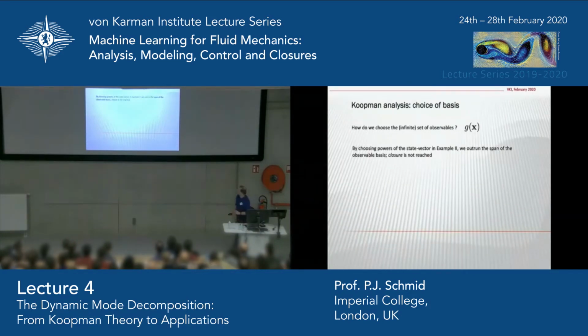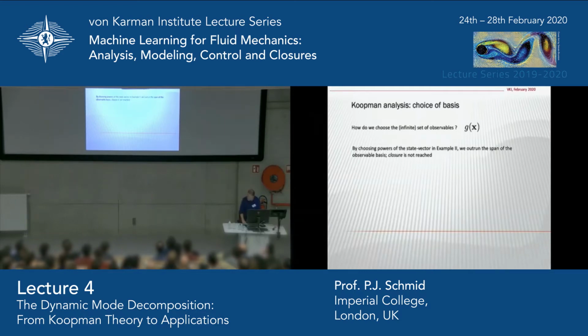Okay. So, choosing the powers of the state vector in example 2, what we do is we outrun the span of the observable basis and closure is not reached. Okay? So we outrun the basis. That means if we have the linear and the quadratic basis, it needs the cubic basis. The cubic needs the quartic, needs the quintic, and so on and so on. We just keep running away from our basis.